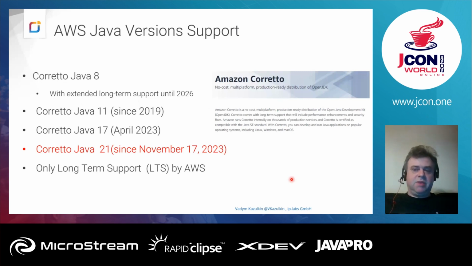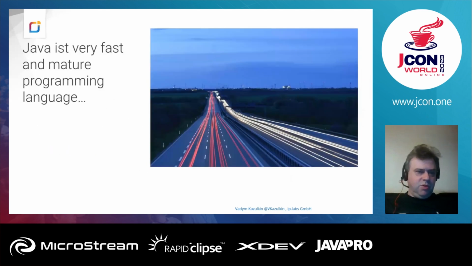So in April. But the good part is that since last Friday they support also Corretto Java 21 for Lambda, which was released only 2 months before. It's a good sign that AWS keeps up, but they only support long-term versions, which is okay. They will now be released every 2 years, so I think that's reasonable. So far, we know Java is a very fast and mature programming language.